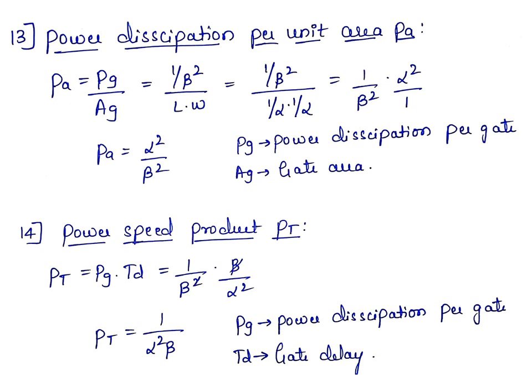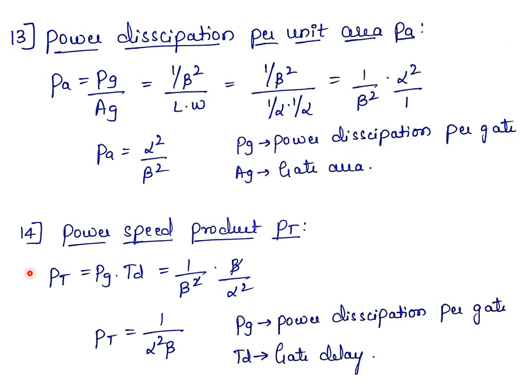Now coming to the last two factors, the power dissipation per unit area. Here it is represented by PG by AG. PG is the power dissipation per gate and AG is the gate area. Again the area of a gate is represented in terms of length and width. The length and width have scaling factors of 1 by alpha and 1 by alpha. PG is scaled by a factor of 1 by beta square. If I do the simplification, I'll be getting alpha square by beta square. So this is the scaling factor for power dissipation per unit area.